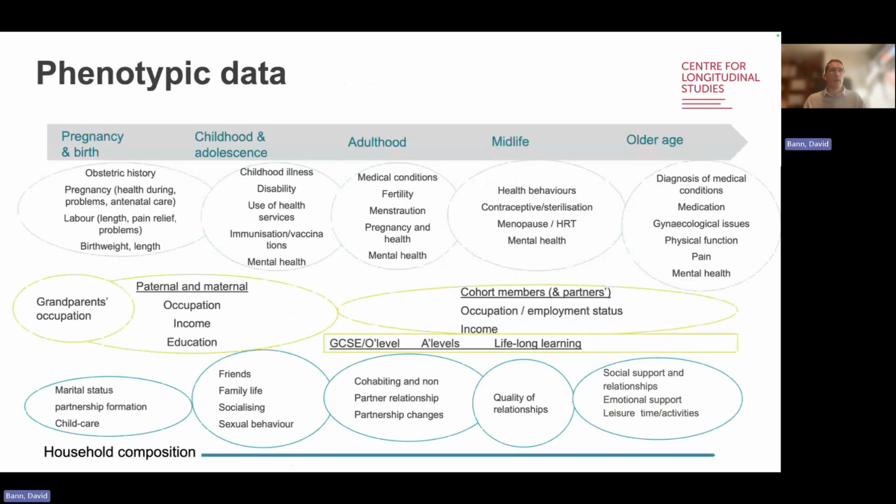This is a simplified timeline showing the range of detailed physical and mental health data that we have across the entire lifespan from birth onwards. We also have very detailed measures of social position, of the grandparents, the parents, and the individuals themselves. Similarly, we have detailed information on demographic variables, social variables, partnership variables, and so on. They have extremely rich data.